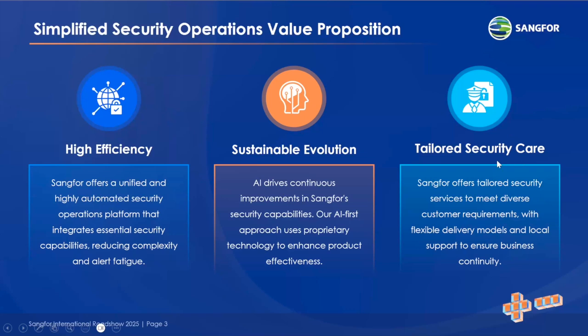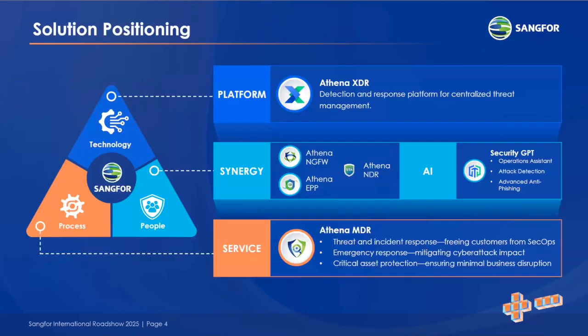And the third one is about tailored security care. So, we provide a service. Maybe you say, I have 100 servers. Sangfor, can you take care of 50 or 60? I want to outsource some of the security job to you. Yes, we can. According to your requirements, we tailor our security care and build the SLA. Okay, that is our secure operation value proposition.